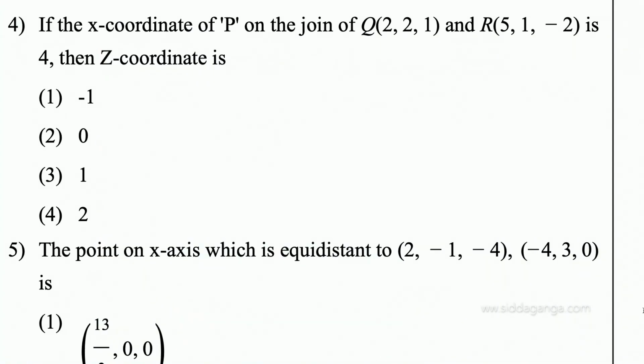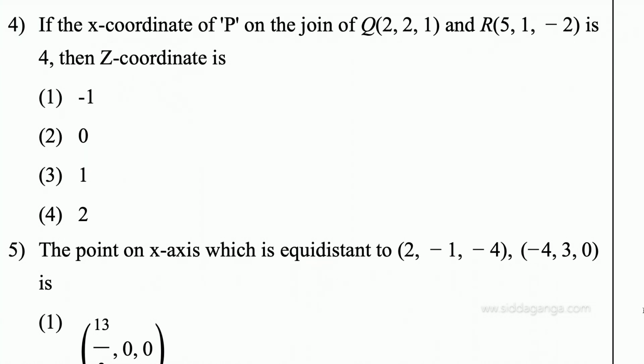Come to fourth question. If the x coordinate of the point P on the line joining (2, 2, 1) and (5, 1, -2) is 4, then what is the z coordinate? So here there is a point P dividing the line joining Q and R, and this point P has x coordinate 4, then what about the z coordinate?